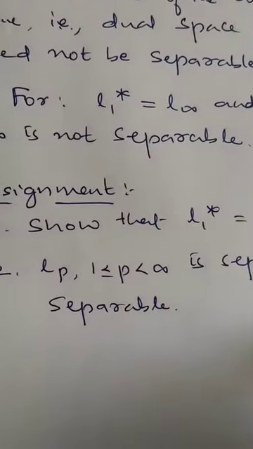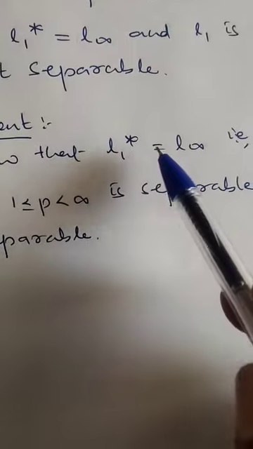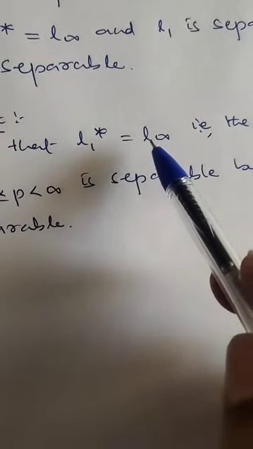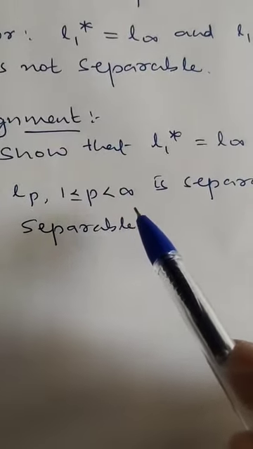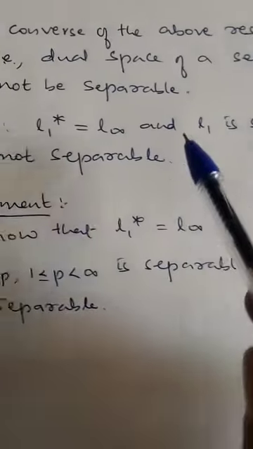So now you have an assignment. We need to show the dual of L1 is L infinity, and the other is we need to show Lp is separable but L infinity is not separable. You try these two results.